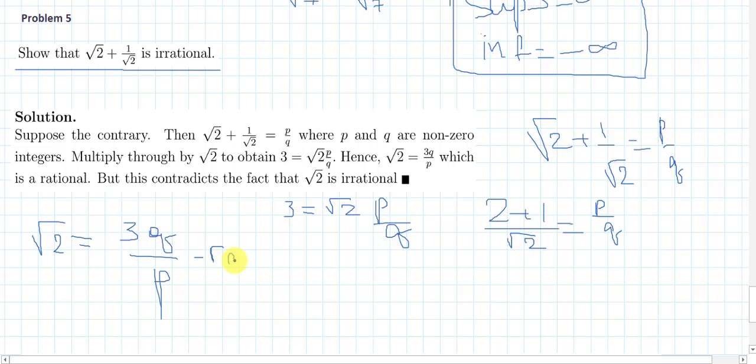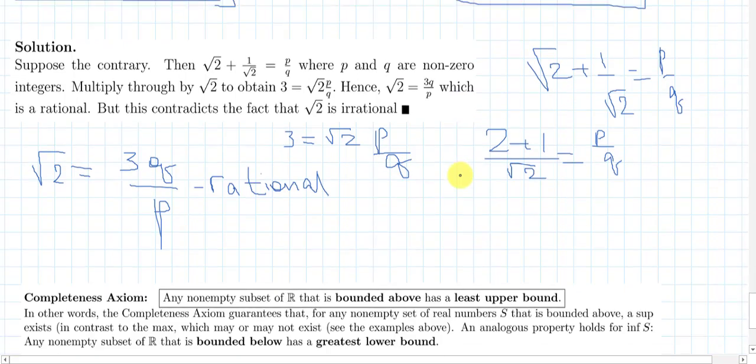This is a rational number, yes? This is rational. But this contradicts the fact that square root of 2 is irrational. So we have rational and irrational numbers, and they are equal. It's not correct. So when we suppose the contrary, we get a contradiction. So it means this is an irrational number.